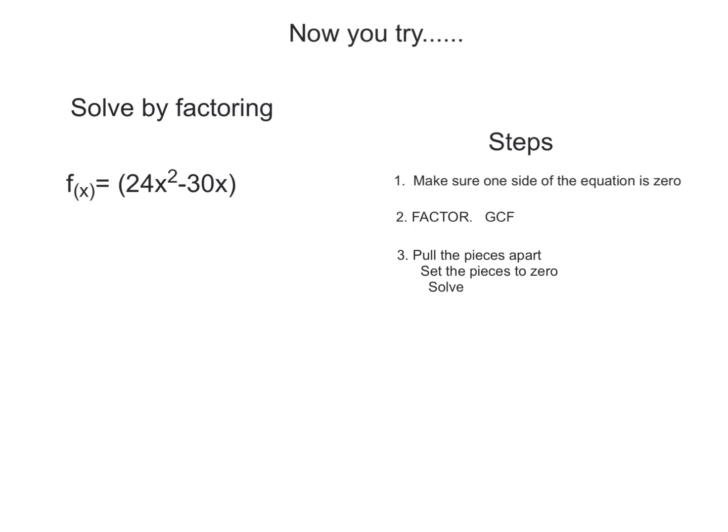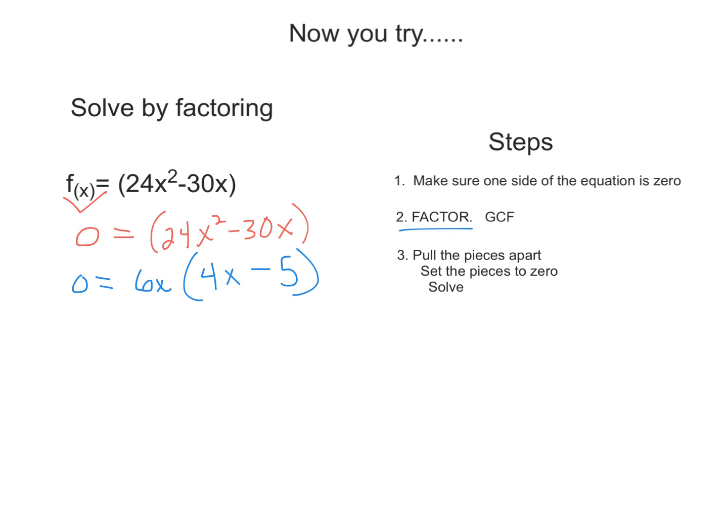All right, so last one, and I'll work this one with you. This is our last problem. So here we go. Let's change f of x to 0. 0 equals 24x squared minus 30x. Oops, not 20, it's 24. Okay, now factor using GCF. Now I'm going to take out a multiple of 6 and an x, so I'm left with 4x minus 5.